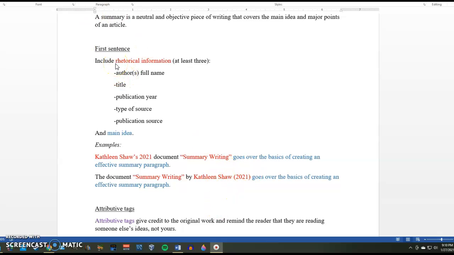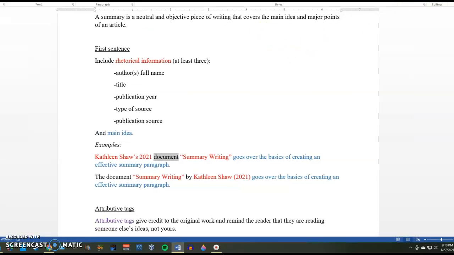Rhetorical information is information about the article. What are the author's full names? What is the title of the document, of the article, the study, whatever the source is? What's the publication year? If you can't find that, which does happen, try and say what the type of source is. If it's a website, include that. You can include the publication name if it's a newspaper or a magazine. It's not a bad idea to include all of this information. And in fact, I just remembered, I included 4 pieces. I'll go ahead and give myself the credit for that.